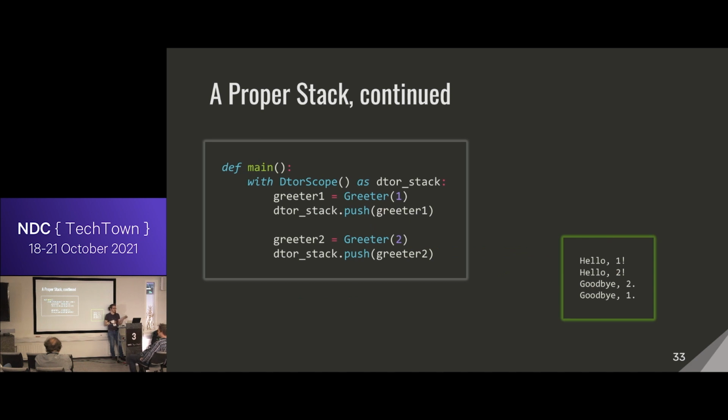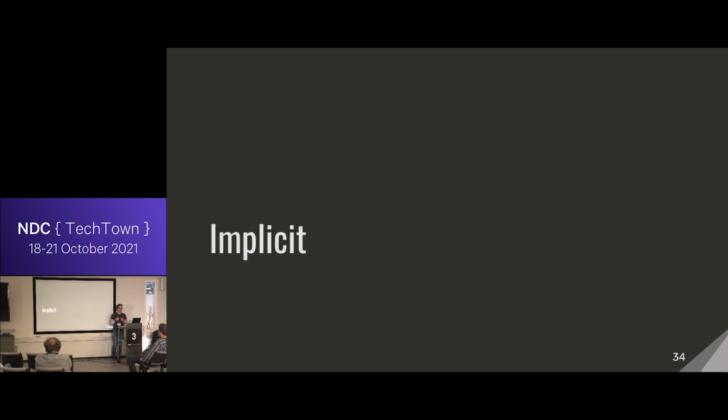When our code changes to this, we create a scope. And then whenever we create a greeter, we push that into the scope. And when we leave, everything gets called in the right order. Now, this is nice, but it's very explicit. I mean, I don't want to write all that code for every single object I add for every single function in my code. So the next step is to try to make things more implicit.